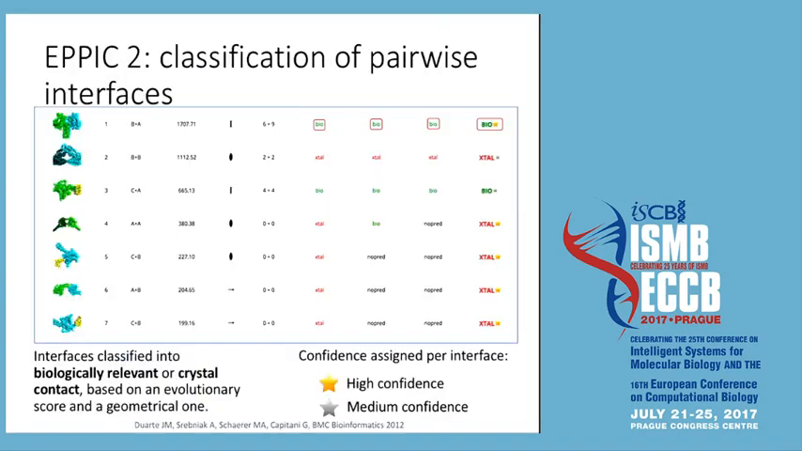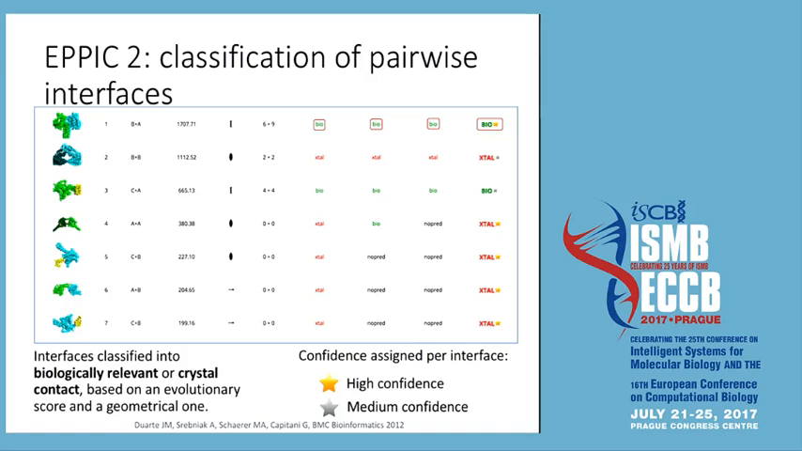That's what we did some time ago. We made the EPPIC software, the evolutionary protein-protein interface classifier, and this is an output of the web server. Basically, for every interface in the crystal, we assign it as biologically relevant or crystal interface. Since the latest version, we also provide confidences, which can be very useful for the final user.